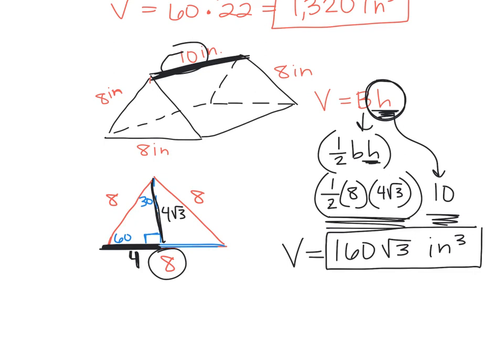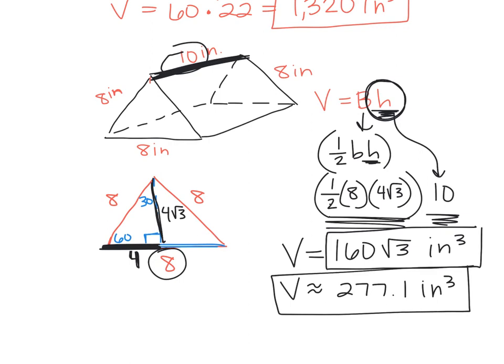And then it's inches cubed. Okay, if they say round to the nearest tenth, then you would just plug the whole thing in: 1/2 times 8 times 4 times rad 3 times 10. And if you had to round it, this would be approximately 277.1 cubic inches. Okay, so finding the volume, just be careful with your H's because there are 2 different H's oftentimes, and you got to make sure which one's which. But that's what you're doing for today.